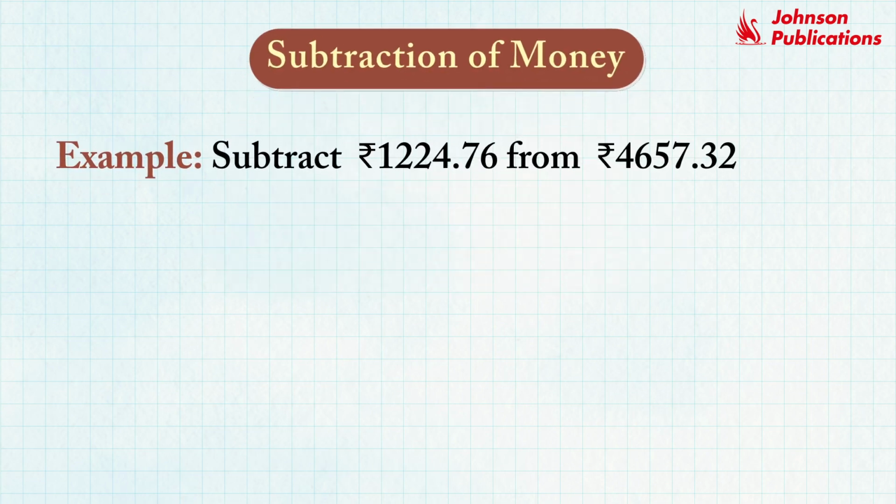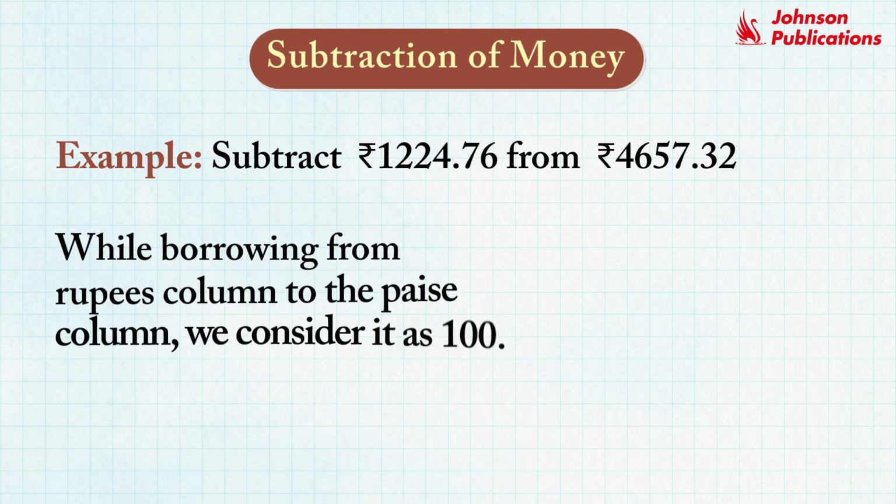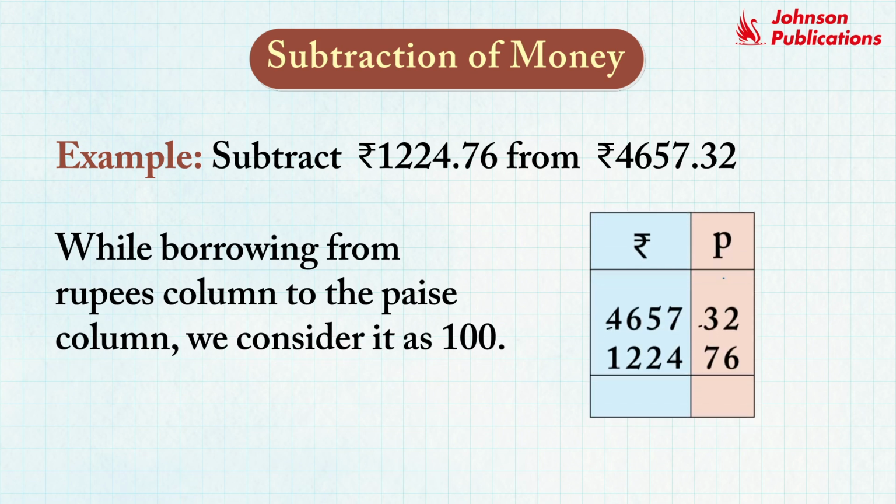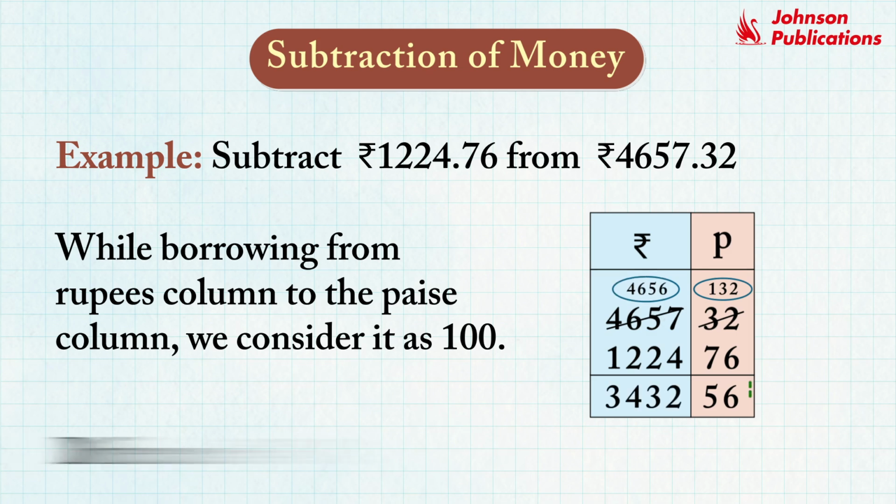Example: subtract rupees 1224.76 from rupees 4657.32. While borrowing from rupees column to the paise column, we consider it as 100. Hence, we get the difference 3432.56 rupees.